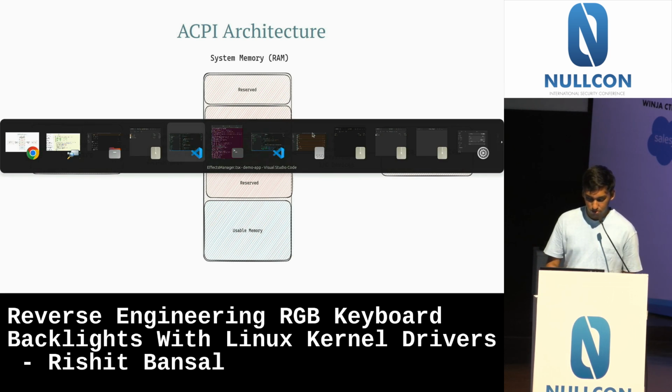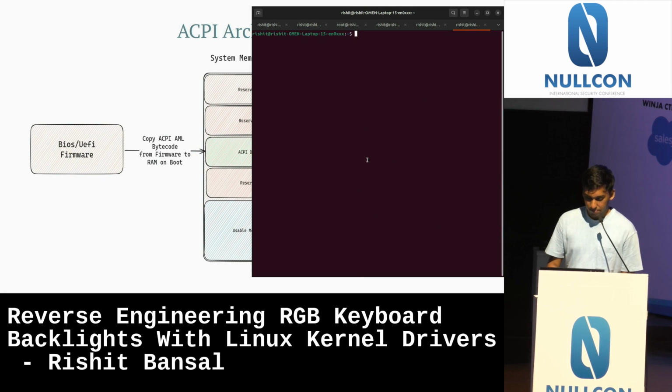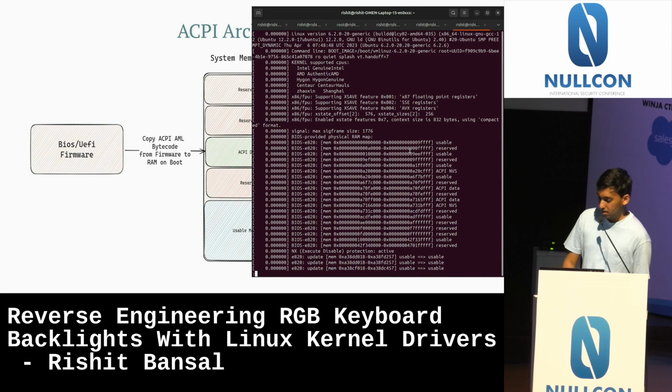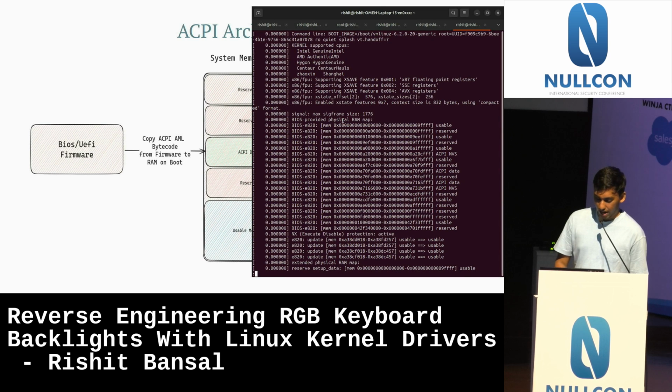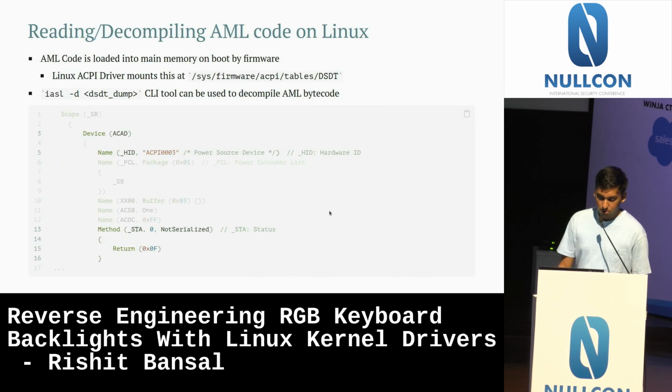I can actually show you on my laptop what this RAM segmentation looks like. You can run dmesg. You can see on boot, Linux prints out the address of each segment in RAM. One of these segments is reserved for the ACPI segment. That's where this bytecode is being stored, and we have the actual usable part of memory below. And you can actually read this AML code on your system.